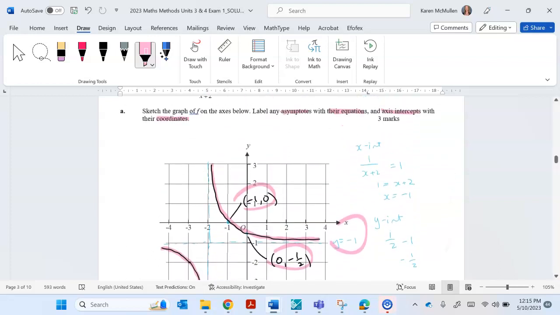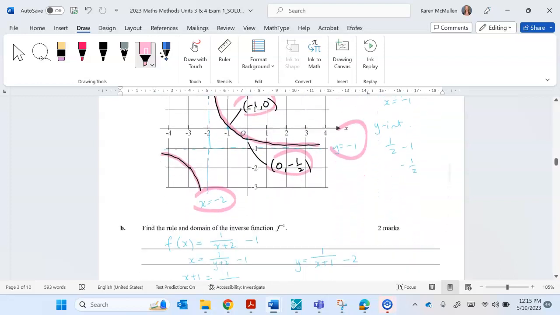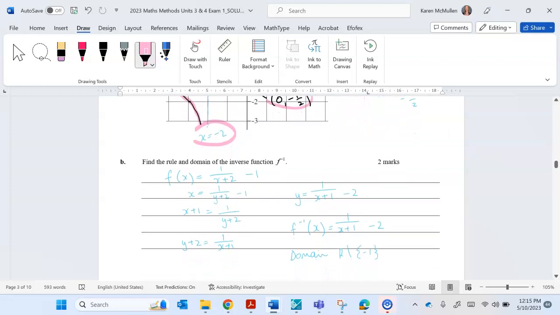All right, you'd hate to lose a mark just because you were sloppy with your sketching. All right, find the rule and domain. So here we've got to find the rule and the domain. If you're someone who's prone to forgetting things in a question, just highlight it and then afterwards go, okay, have I done the rule and have I done the domain?